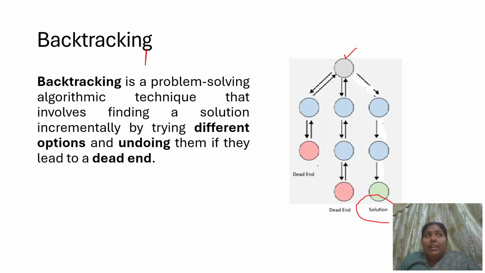If it is an invalid solution, that is called a dead end. If a dead end is obtained, which is an invalid solution, we prune the branch and backtrack to the previous solution. From the previous solution, we try another partial solution. That is the normal concept in backtracking. If an invalid state, a dead end, occurs, we undo it and go back to the previous solution. That is called backtracking.